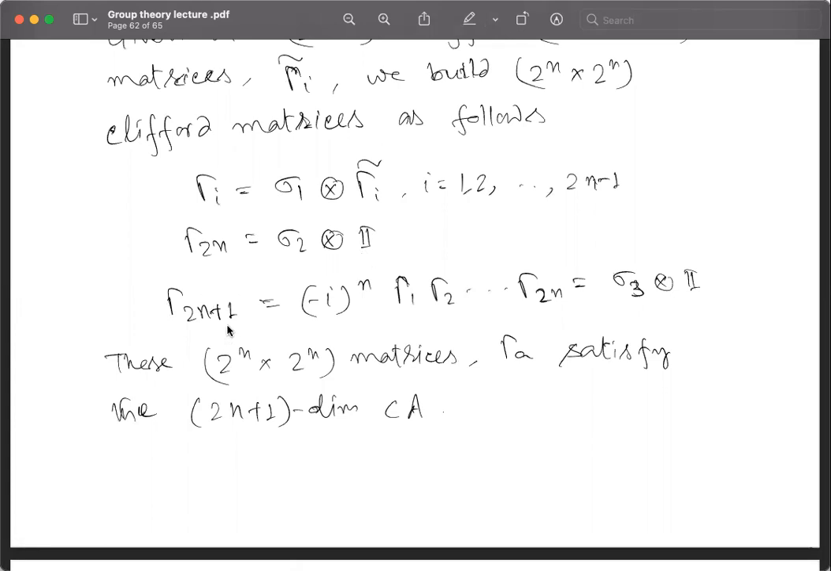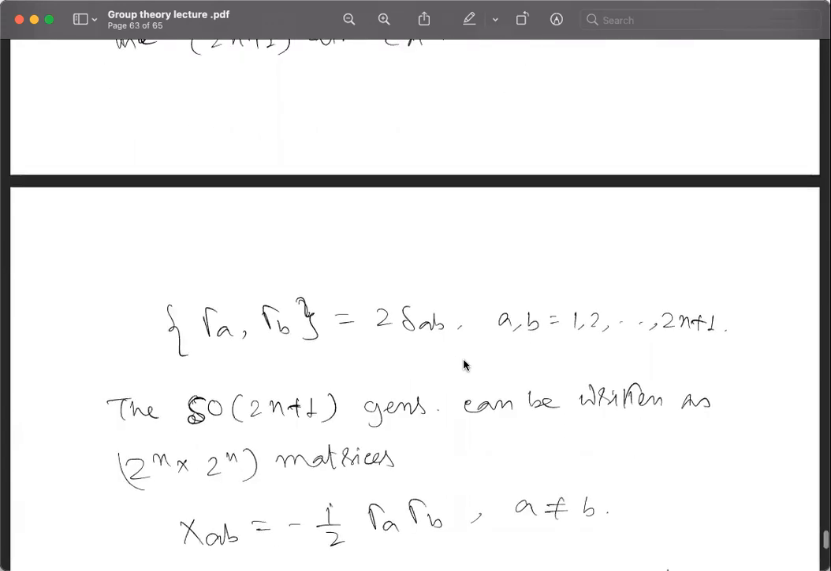In addition, gamma 2n plus 1 is basically minus I to the power n times the product of those gammas, gamma 1 to gamma 2n, which is effectively at the end of the day sigma 3 times the identity matrix. So these are the 2 to the power n times 2 to the power n dimension matrices we have, and this gamma A will satisfy the 2n plus 1 dimension Clifford algebra. That is, the anti-commutator of gamma A and gamma B is twice delta AB, where A and B run from 1 to 2n plus 1.